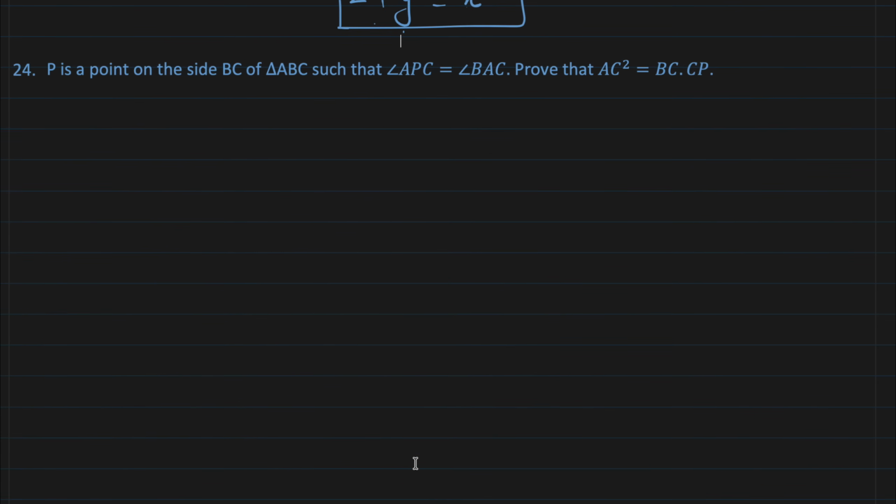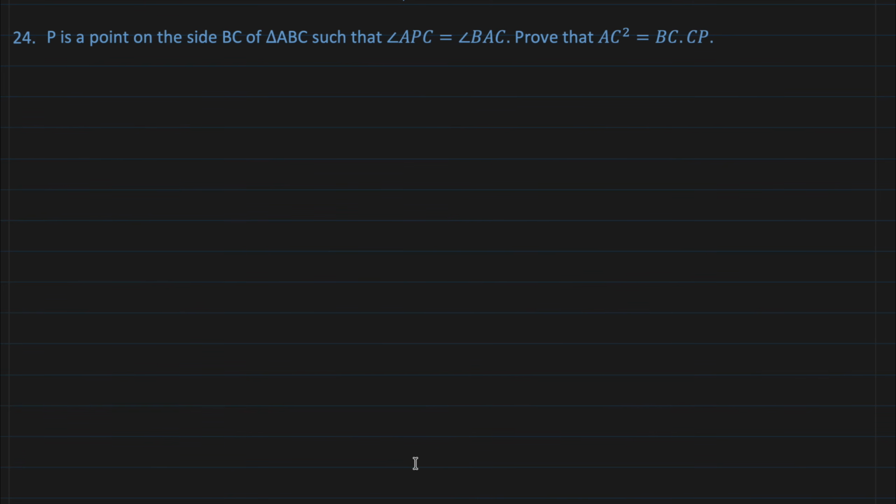Now, question number 24. P is a point on side BC of triangle ABC such that angle APC equals angle BAC. Prove that AC square is BC into CP, right? So here the figure is not given. So let's first draw the figure. So we have a triangle ABC. When the figure is not given, please draw it a little neater. Okay, students, even if you are drawing with a pen, it has to be a neat figure, right?